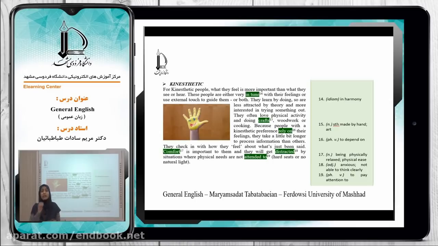And it says comfort is very important to them. What is comfort? Yes, being comfortable. For example, if you sit on an armchair, you feel comfortable. You are relaxed. So comfort is very important to them. Their body has to be comfortable. Otherwise, they cannot understand well. They get distracted. They get nervous and they cannot pay attention. Okay. So, they do not like hard seats.